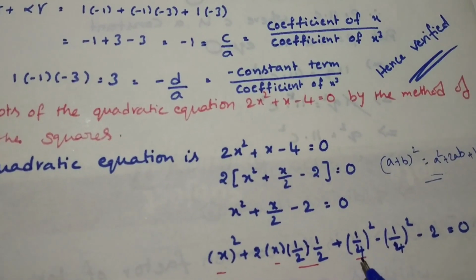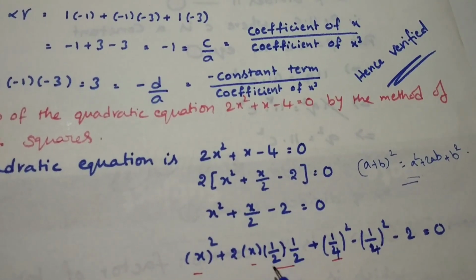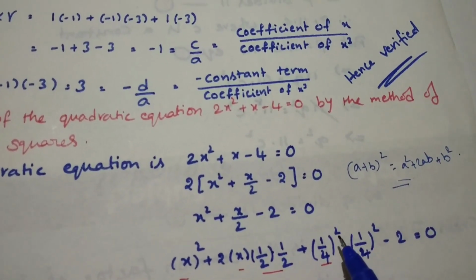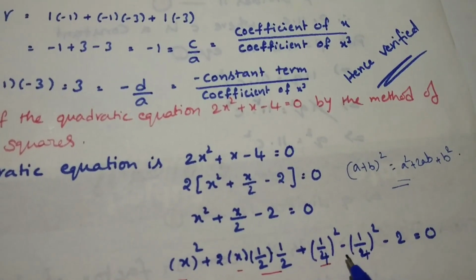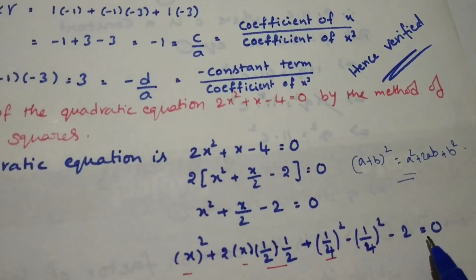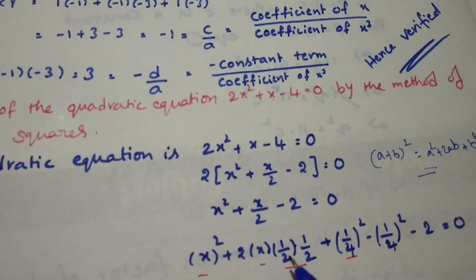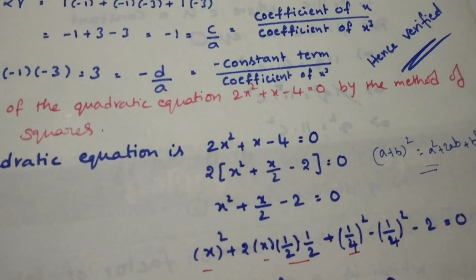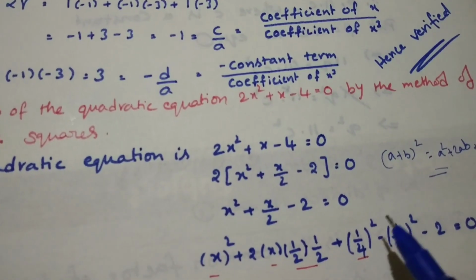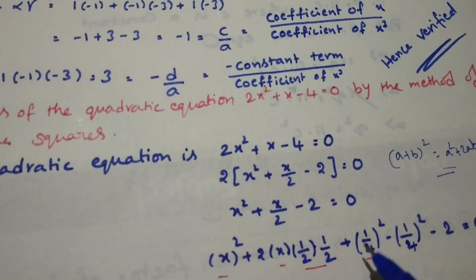Plus b square we want. B square is what here? A is x, 2ab, so b should be 1 by 2, into 1 by 2, 1 by 4. So b square I want, so 1 by 4 square. One time added means one time you should subtract. Minus 1 by 4 whole square minus 2 is equal to 0. This is the very important line: how to write into the a square plus 2ab plus b square notation. Whatever you are multiplying with 2, we should divide with 2. If you are adding some quantity, we should subtract the same quantity. That's why the previous equation should not change. Balancing the equation, this is nothing but that.